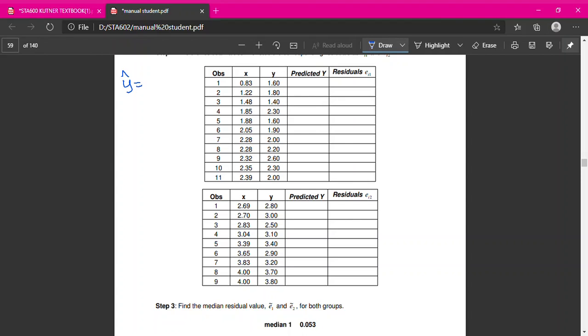To find this Y hat, you key in the data all together, all the data. Here we have 20 data, all 20 data, keyed in to get Y hat. We will only have a single Y hat, meaning a single regression equation. We will use that equation to find the residual for both groups.